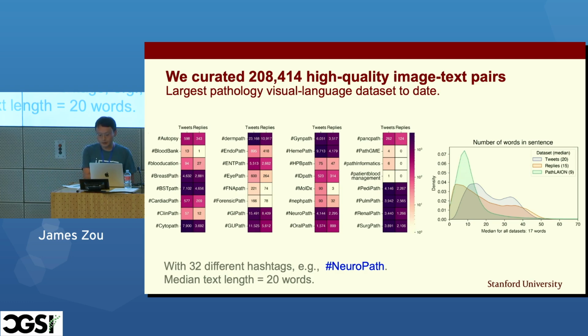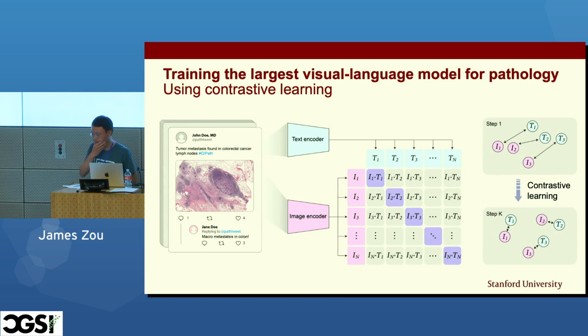Typically, these tweets have a median of around 30 to 40 words, which contains quite a lot of information about these images, beyond just binary classification labels. Cool. Any questions about how we curate these datasets? Okay, so this is the OpenPath dataset, and we made all of this publicly available.